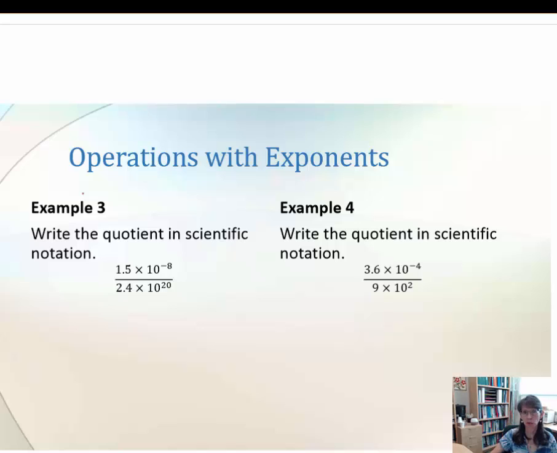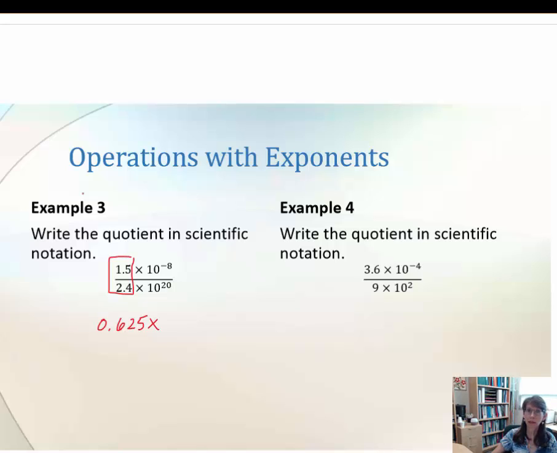Here are some division problems with scientific notation. So we want to write the quotient in scientific notation. 1.5 times 10 to the negative 8 divided by 2.4 times 10 to the 20th. So with the numerical portion, we'll go ahead and divide these numbers. 1.5 is divided by 2.4, and that gives us 0.625.